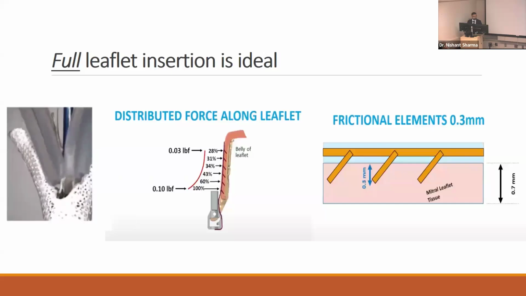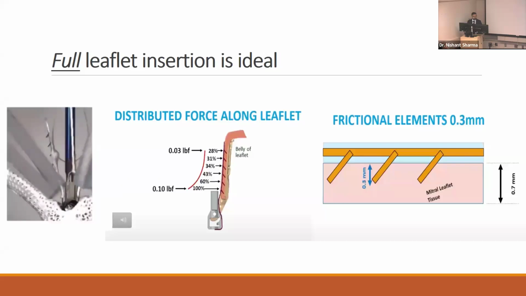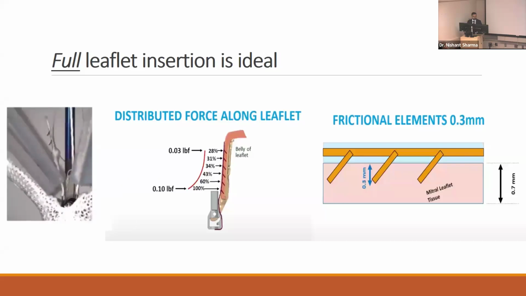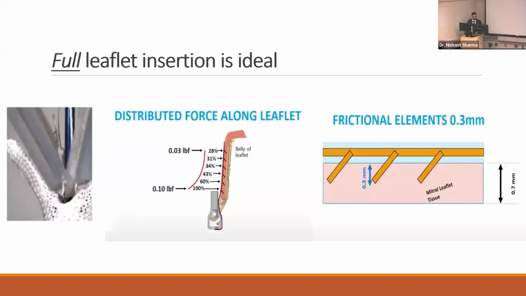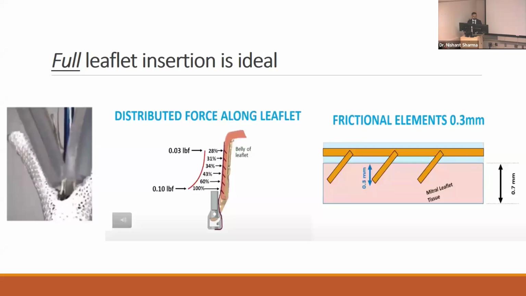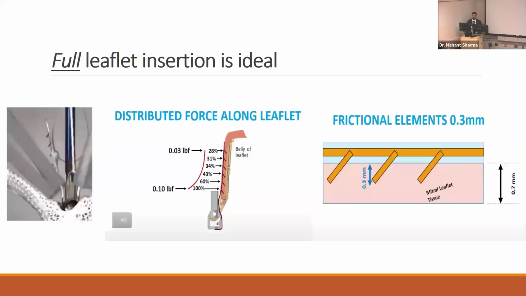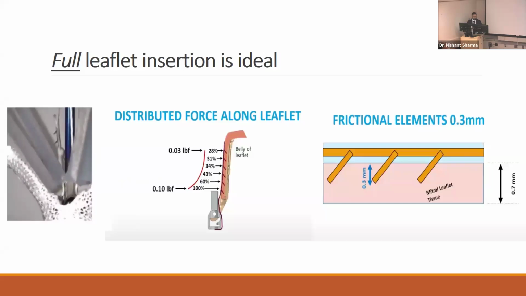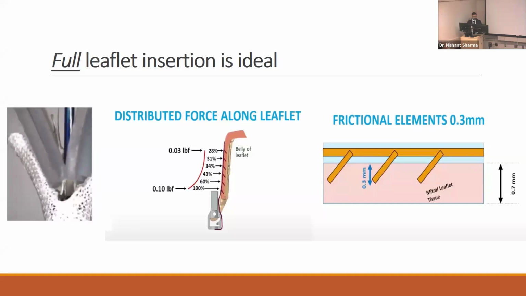Additionally, the grippers or the frictional elements have these angulated elements that are going towards the MitraClip. Originally there were some issues with leaflet tearing on the first generation of MitraClip, but they've come a long way to improve that. It's more of a grasp rather than a tear. So there are just some design elements that you should be aware of.